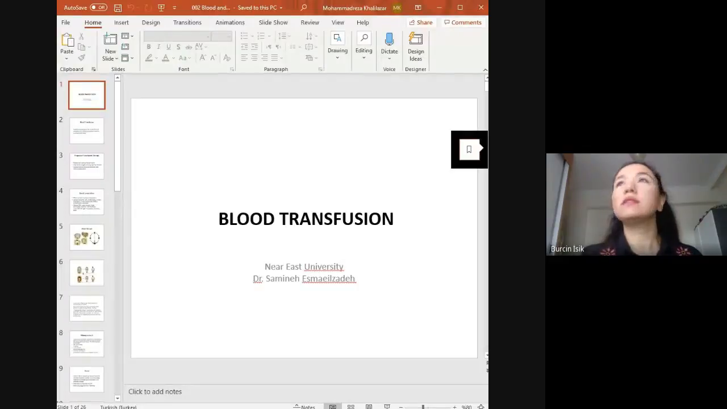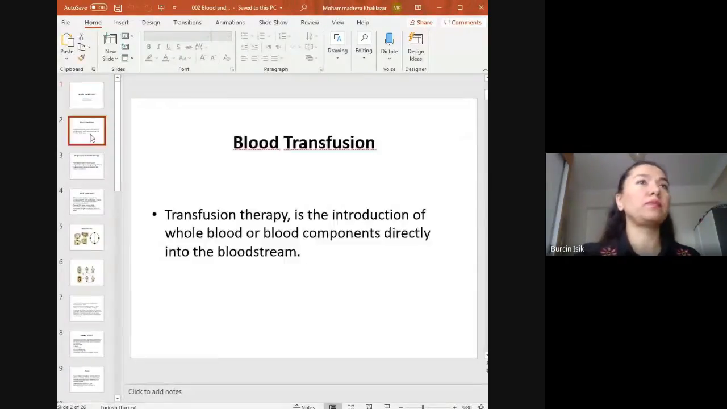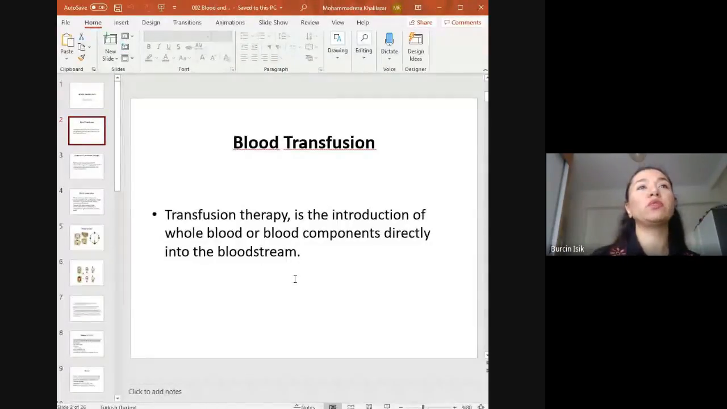The second topic is about the blood transfusion. When we talk about blood transfusion, maybe there is the volume for blood in bleeding, maybe whole blood, maybe blood components.